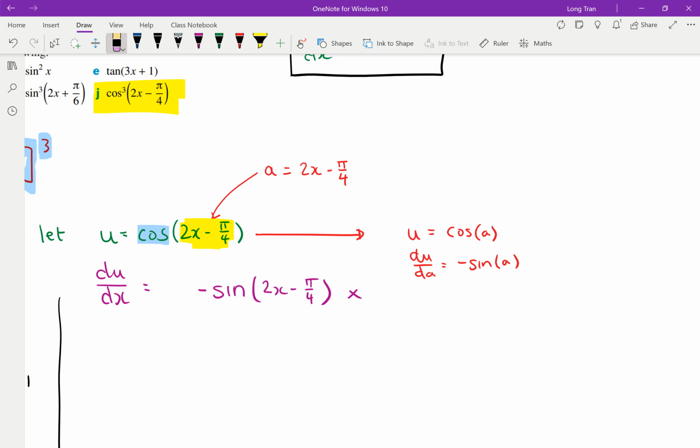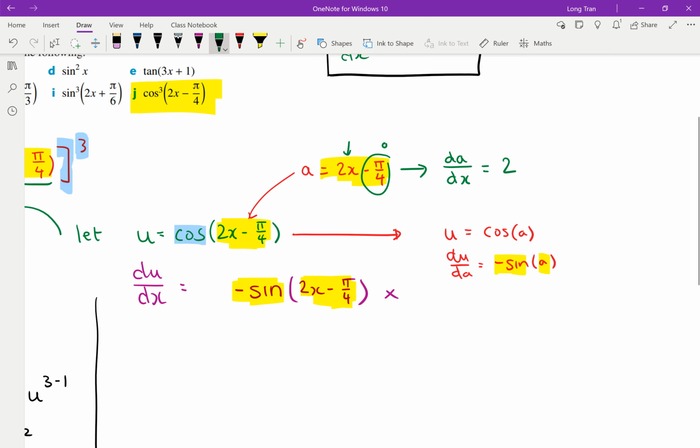The negative sine is this negative sign here, and a is what I've replaced here. But that's du/da. Remember, you still need to find what da/dx is, and that's the derivative of that. Really, negative pi on 4 is a constant, because if you type it in your calculator, it's a number. We know the derivative of any constant is 0, and the derivative of 2x is 2. So when you multiply them together, because you're trying to find du/dx, isn't it?